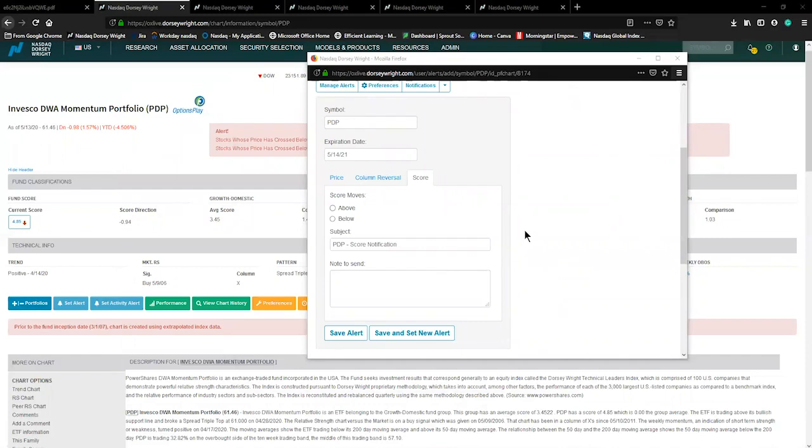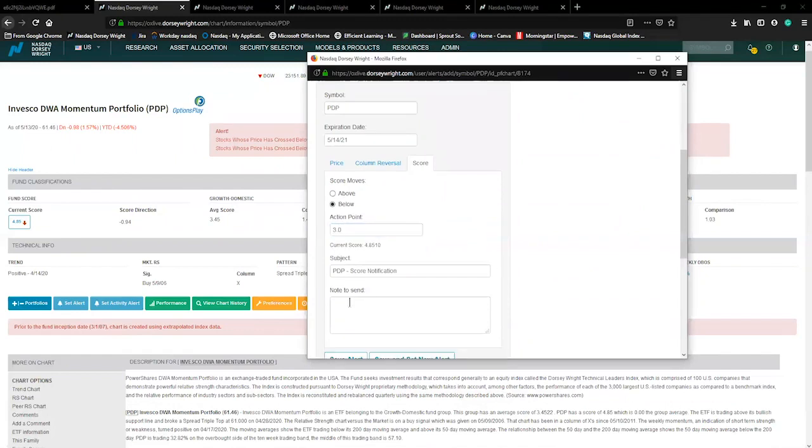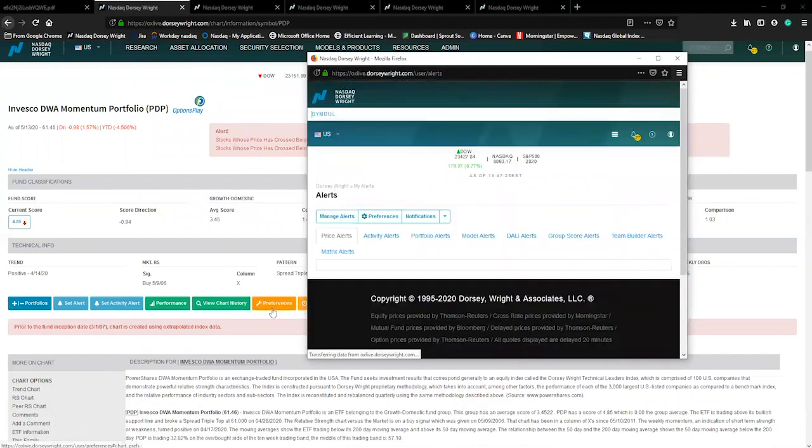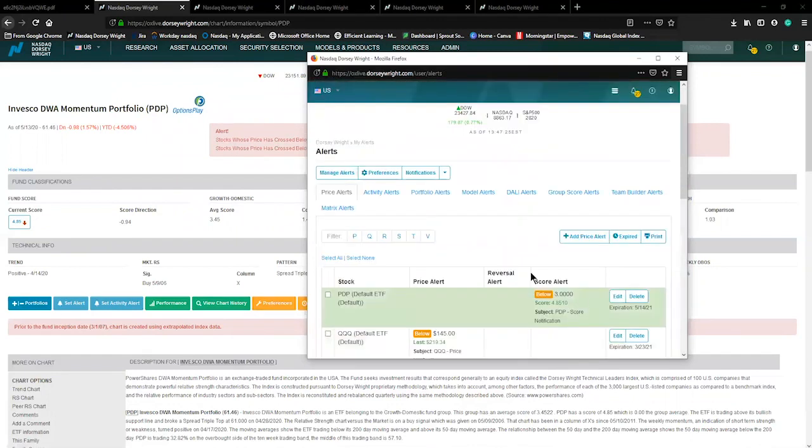So let's say you want to be notified if PDP moves below a score of 3.0, then you can come over here, click on that below button, it'll pop up your action point, let's say 3.0, and then you would save that alert. And again, the system's going to send you an email to whatever email address is tied in with your account. So the system will send you an email if there's a change. So great question there, and definitely a good point to highlight.